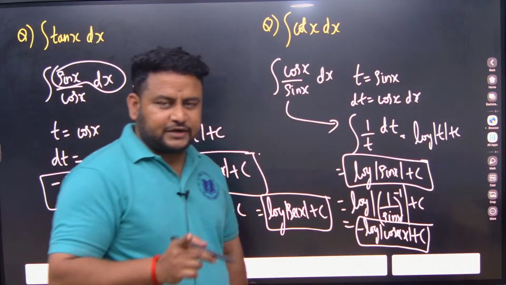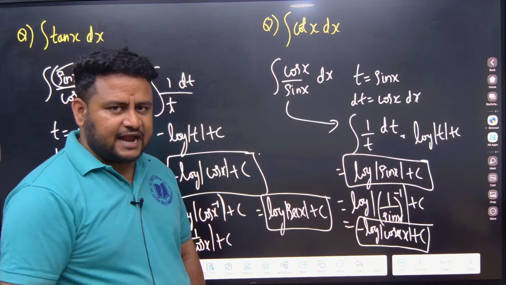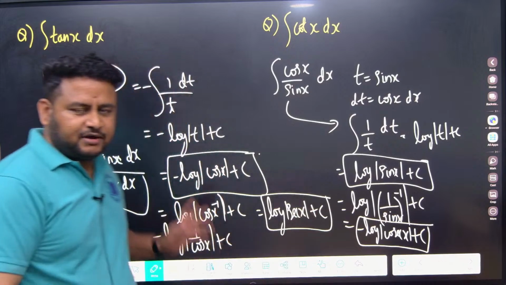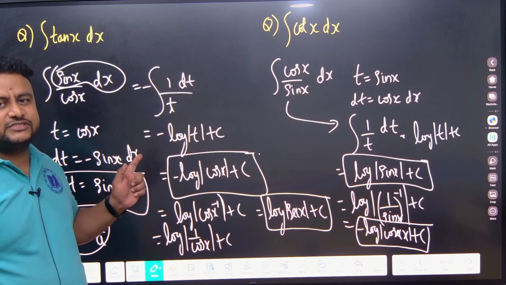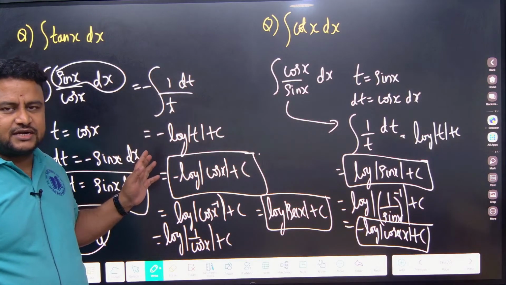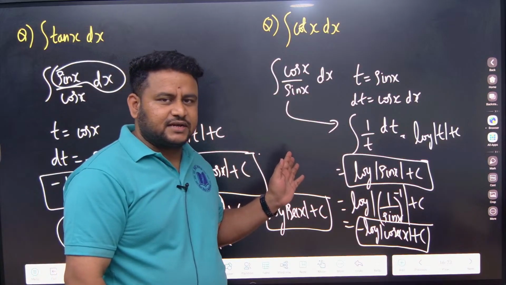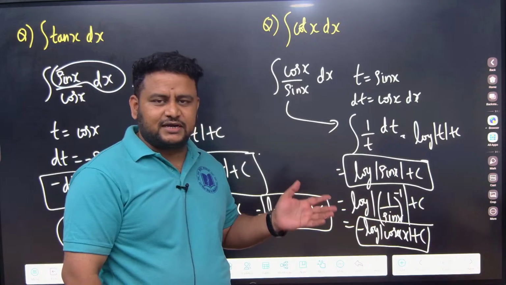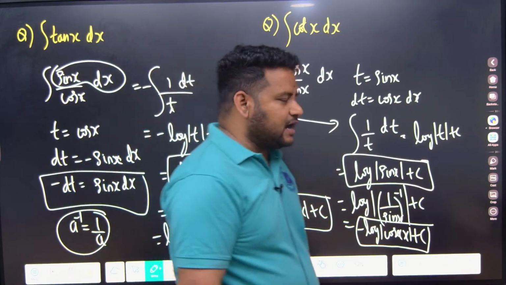So integral of cot x is what? Log mod sin x plus c, and one more result is minus log cosecant x plus c. But when it comes to tan, we have integral of tan x is what? Minus log cos x plus c, or you can also write it as log secant x plus c. But when it comes to cot x, you can write it as log sin x plus c. In its reciprocal form, you can write it as minus log cosecant x plus c.